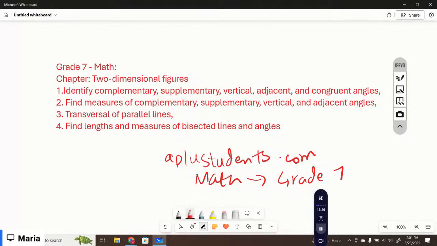We are going to start with the chapter two-dimensional figures. The lessons we are going to cover today are: identify complementary, supplementary, vertical, adjacent, and congruent angles; find measures of complementary, supplementary, vertical, and adjacent angles; transversals of parallel lines; and find lengths and measures of basic lines and angles. Please make sure you have your notebook and pencil so that you can note down the important examples and definitions as well.